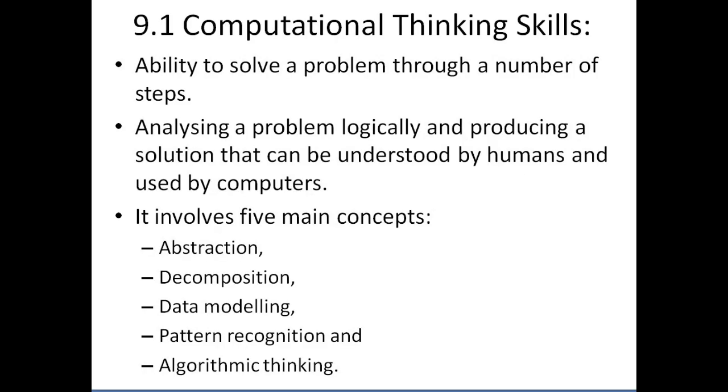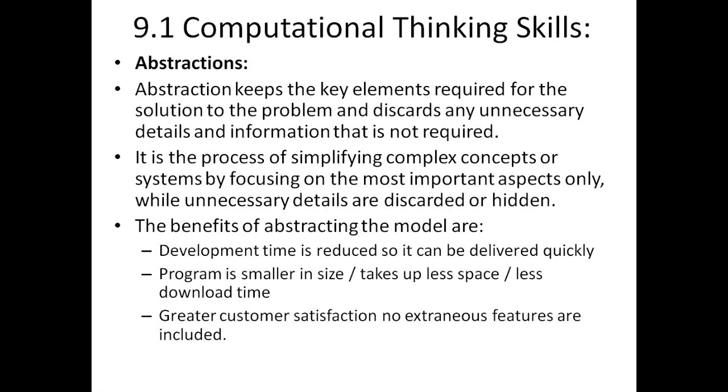So what exactly are the computational thinking skills? They are the ability to solve a problem through a number of steps, analyzing a problem logically and producing a solution that can be understood by humans and that can be used by computers. Computational thinking skills involve 5 main concepts or steps: the first one is abstraction, the second one is decomposition, then we have data modeling, pattern recognition and algorithmic thinking. The first thing we have is abstraction.